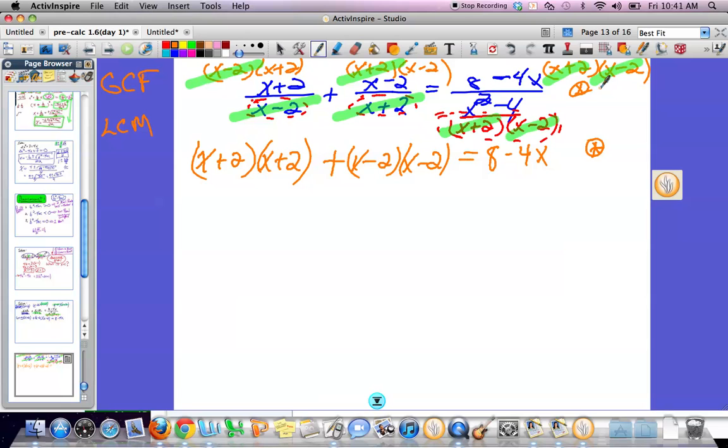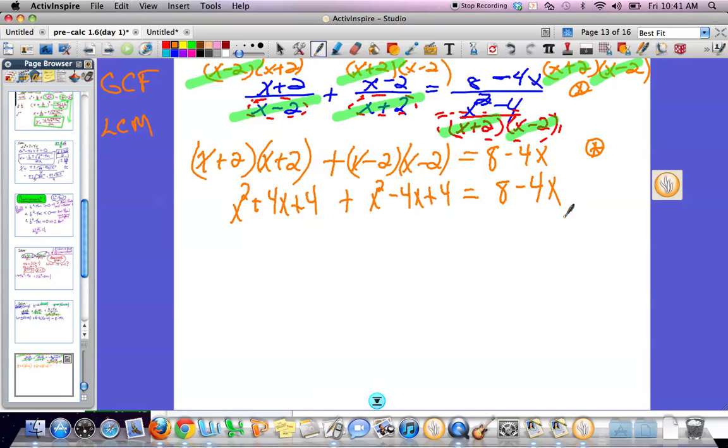Now I'm going to do FOIL. So that's x squared plus 4x plus 4. If you need to draw in the arrows and do that, that's fine. But I just hope we can speed things up a little bit and do FOIL in our head. Your calculator won't help you. When we do FOIL on this one, we're going to get x squared minus 4x plus 4. And on the right side, I have 8 minus 4x.